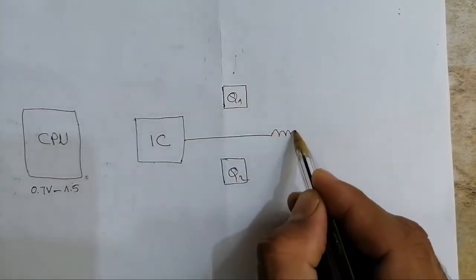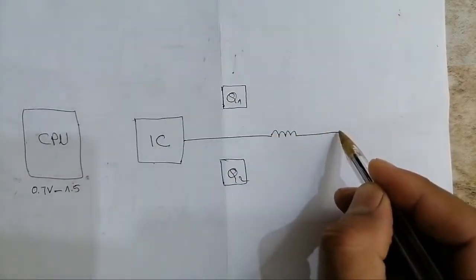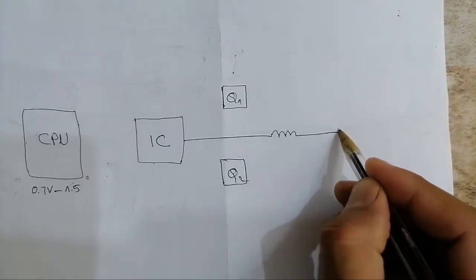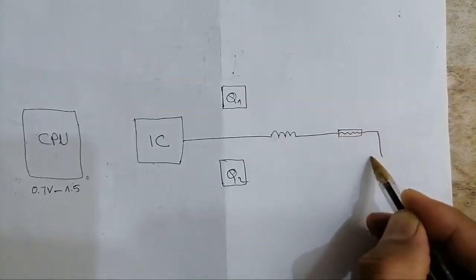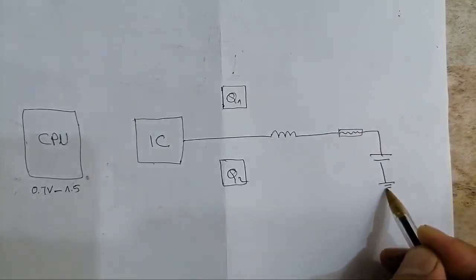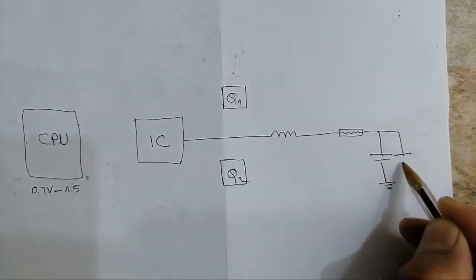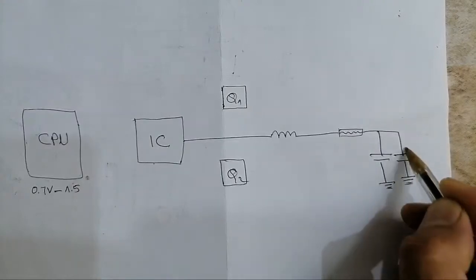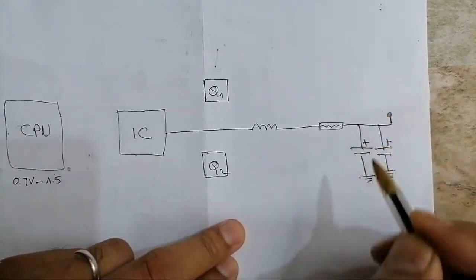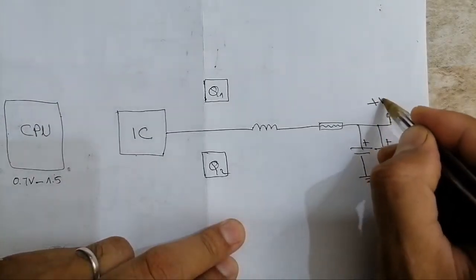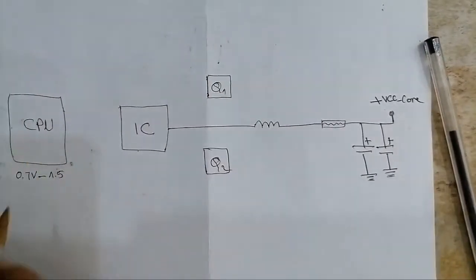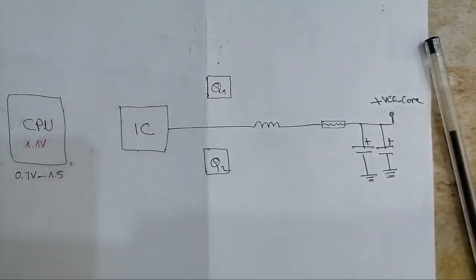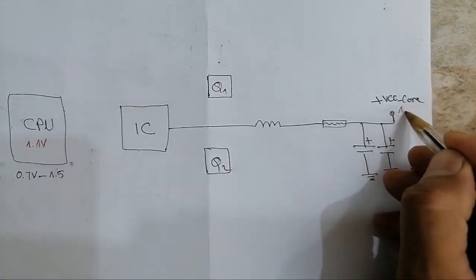Then we have the inductor. Sometimes we can find a current sense resistor. And then we have the capacitors, the first capacitor, the second capacitor. And then we will get here VCC core. Let's assume that the voltage for the CPU is 1 volt, or 1.1 volts.